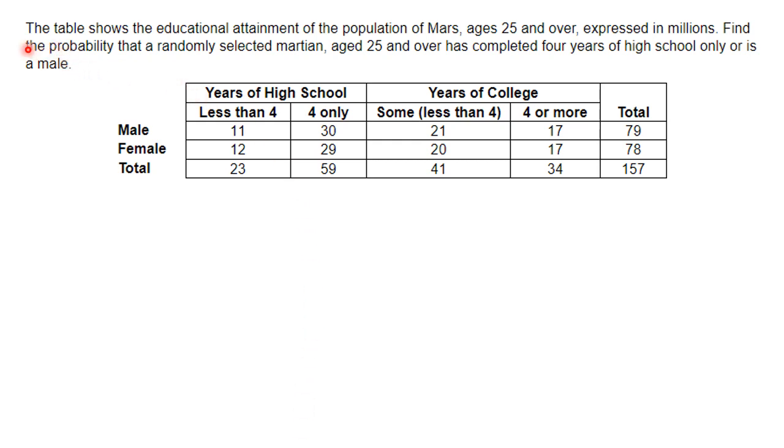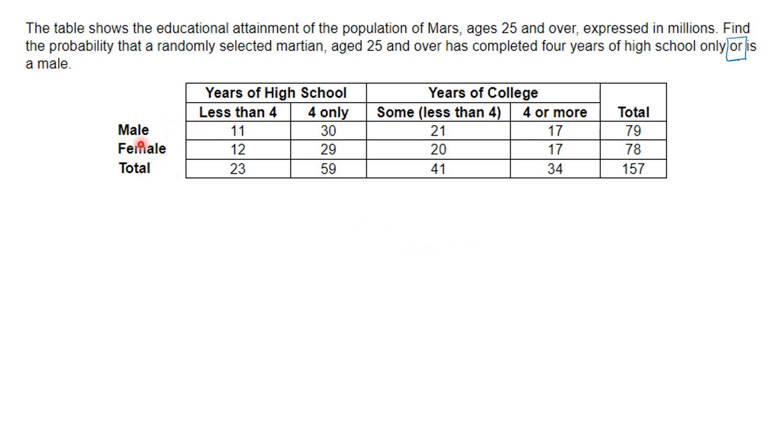Hello, the question says the table shows the educational attainment of the population of Mars ages 25 and over, expressed in millions. Find the probability that a randomly selected Martian age 25 and over has completed 4 years of high school only, or is a male. So first, let's take note of the keyword here. This is probability with or. And let's take a look at the table and what it describes.